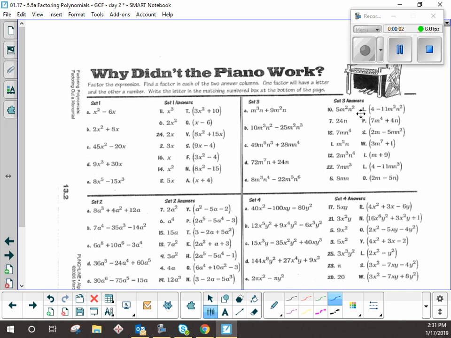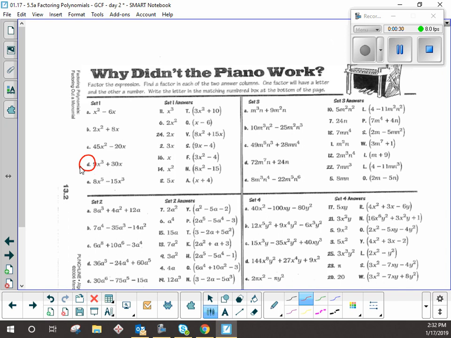Okay, I'm going to do one for you the long way that we learned yesterday, and then I'm going to do one for you that looks like the level I want you to get to, almost like being able to do it in your head pretty much. So the long way one that I'm going to do for you will be this problem right here, set 1, letter D: 9x cubed plus 30x. So the goal is to factor it.